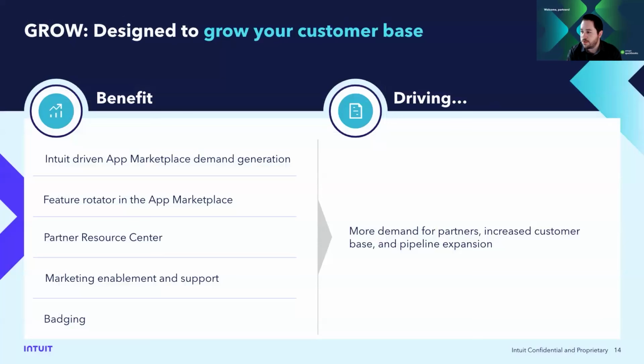Next is grow. So really this is designed to just grow your customer base. That is our goal here. And it starts with demand generation. We are investing a lot in marketing to help your app get found, potentially featured, and ultimately adopted. We are also going to add a bunch of new functionality to the app marketplace. One of these is a feature rotator. So our platinum tier partners will be able to get featured in kind of a bigger tile, if you will, and that will drive a lot more demand.